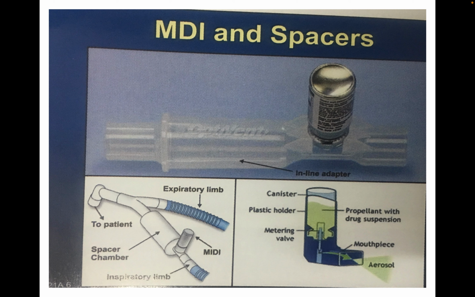Now it can of course be used along with a spacer, which is an inline adapter, as you could see, and this is the canister. And as you could see, this is the inspiratory limb, which is applied before the Y-piece, and this is the spacer chamber. This is the inspiratory limb, so the drug will go in this direction, and this is the expiratory limb.